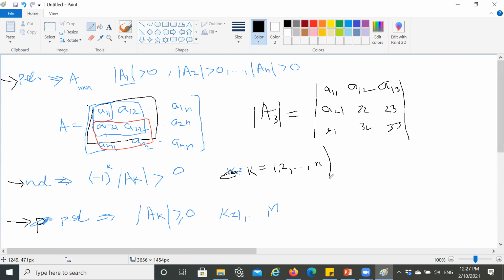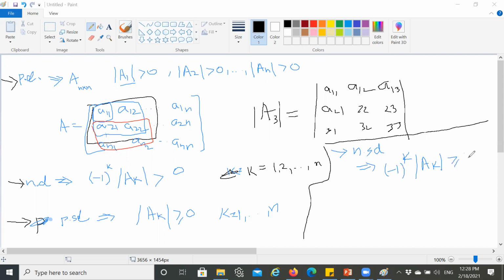And finally, I think we have just one more left, the fourth one, negative semi-definite. Can anyone tell me what's the definition? It's the case when all the leading principal minor determinants of A satisfy the same condition as negative definite, except that you have greater than or equal to 0. Yes, sir. Good.